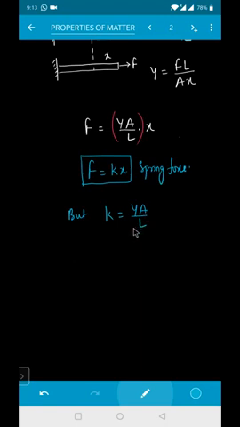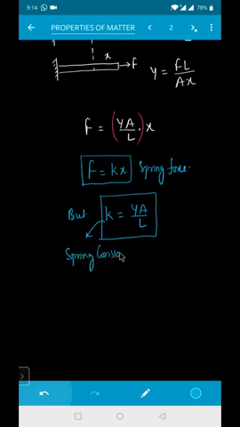Yes. So K is known as what? Spring constant. K is known as the spring constant.